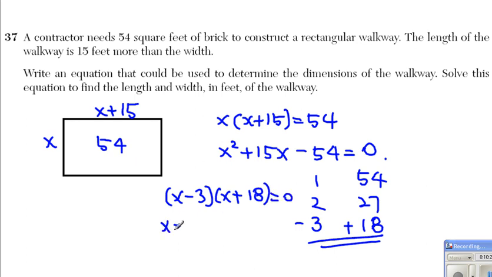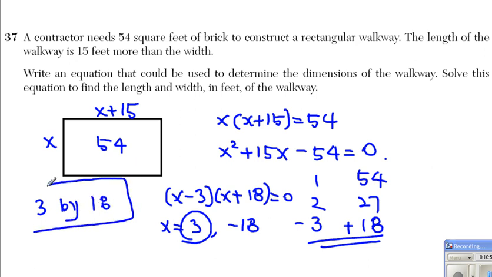So here once again x becomes 3 or negative 18. In this case we are looking for x to be a positive number, so x will be positive 3. That's the positive number right here. Now, the width is 3, and the length would have been 18. So a 3 by 18 rectangle becomes our final answer.